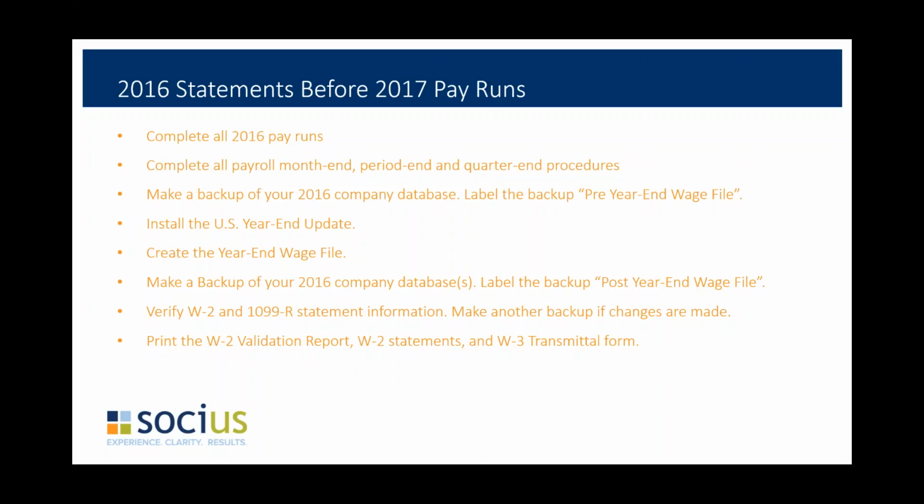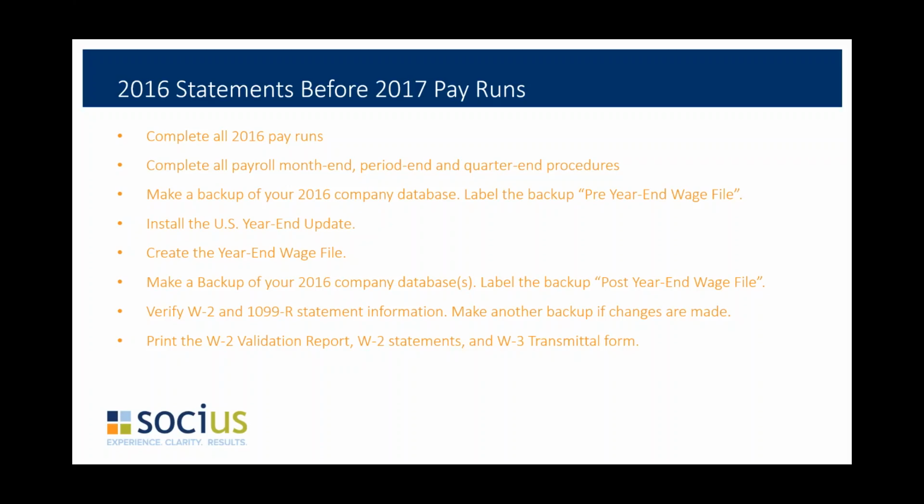Number one is you'll want to complete all of your 2016 pay runs. And as you probably already know, it's really important that we segregate 2016 pay from 2017 pay. So these steps, you'll notice, are subtle differences, but they're differences nonetheless. Complete all of your 2016 pay runs, and then when you're done with that, complete all of your month-end, period-end, and quarter-end procedures that you do on a regular basis throughout the year.